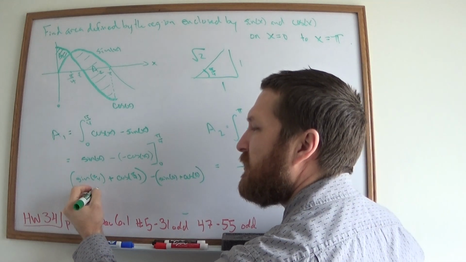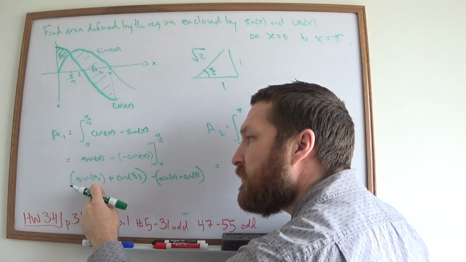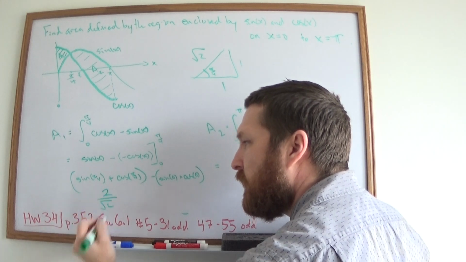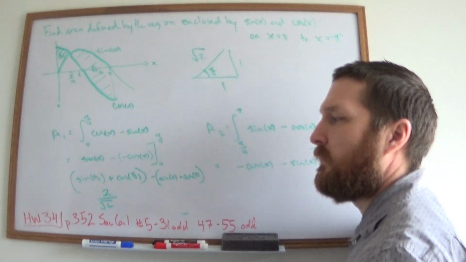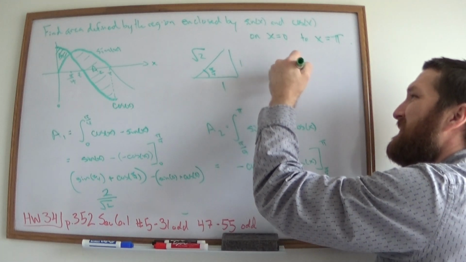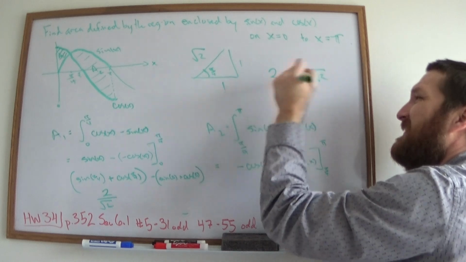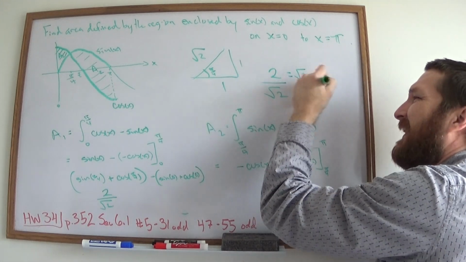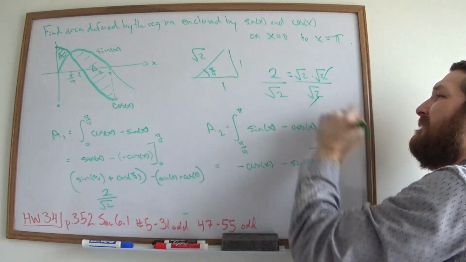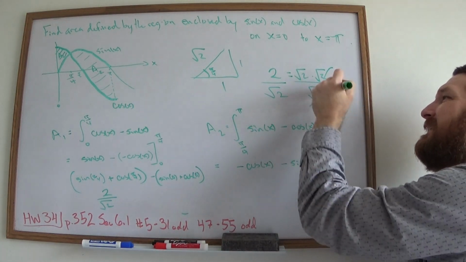So then it's 2 over... So 1 over root 2 plus 1 over root 2 is the same thing as 2 over root 2, which is root 2. Right? Because 2 is root 2 times root 2. Yeah. But yeah, I hate that.